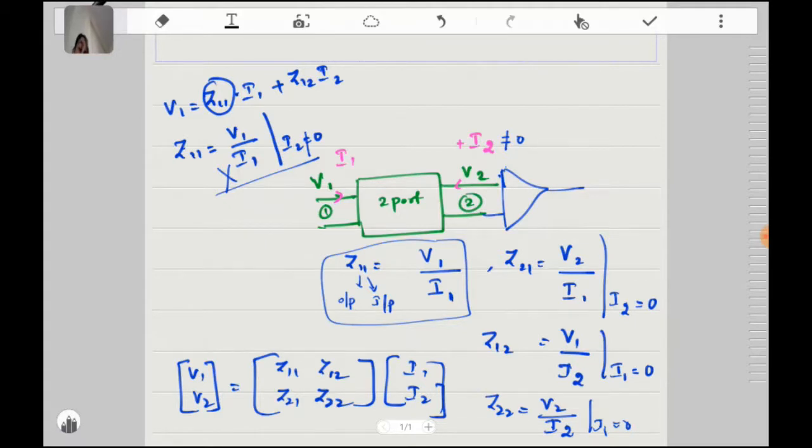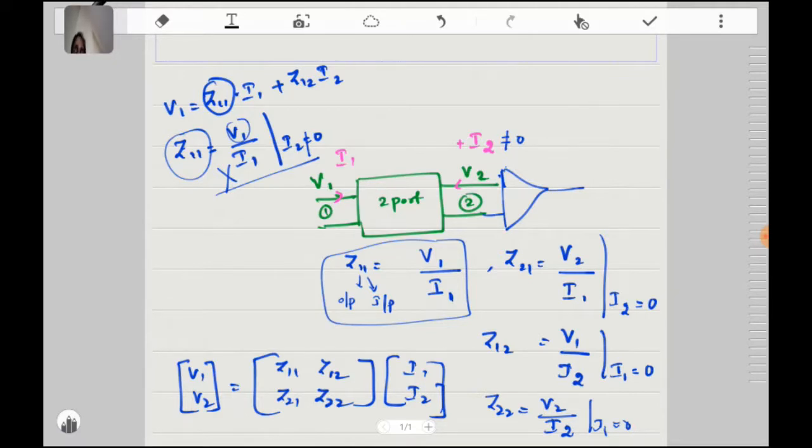We have written already: if you know Z11 and you know the input voltage you are giving, you can easily find out the current. If any quantity is known, you can find out the unknown quantity. So if you know the Z parameters, we can find out whichever quantity is not known.